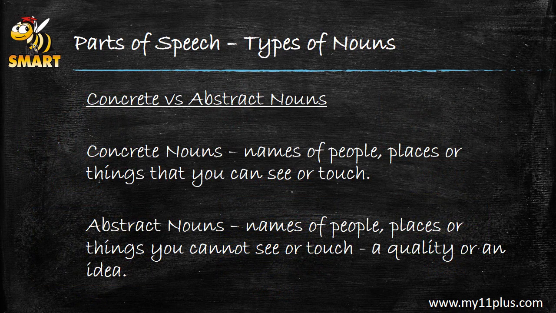Now, let's look at two types of nouns that are opposite to each other. We have concrete and abstract nouns. Concrete nouns are words that we use to name people, places, or things that you can see or touch. In other words, they are physical, we can touch them. They're also visible, we can see them. Abstract nouns, on the other hand, are words that we use for the names of people, places, or things that we cannot see or touch. So they tend to refer to more a quality or an idea.